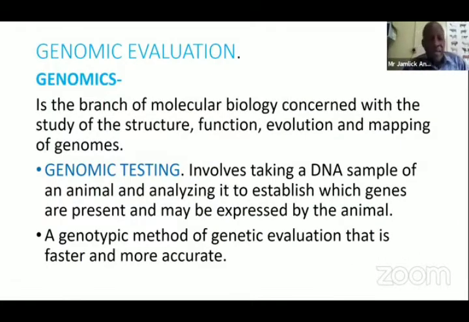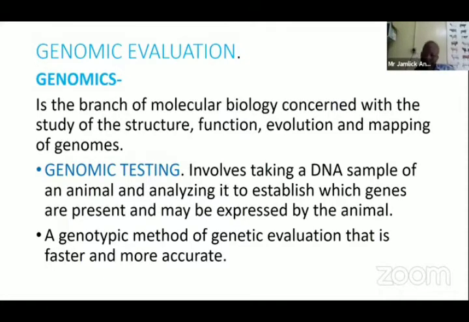So as we have said, genomic evaluation, genomics, is another new method of genetic evaluation, which involves DNA sampling and analysis to establish which genes are present that may be expressed by the animals. It is faster and more accurate. This is now the direction the whole world is going. They don't want to wait for 5 years to see the performance of the daughters of a bull.